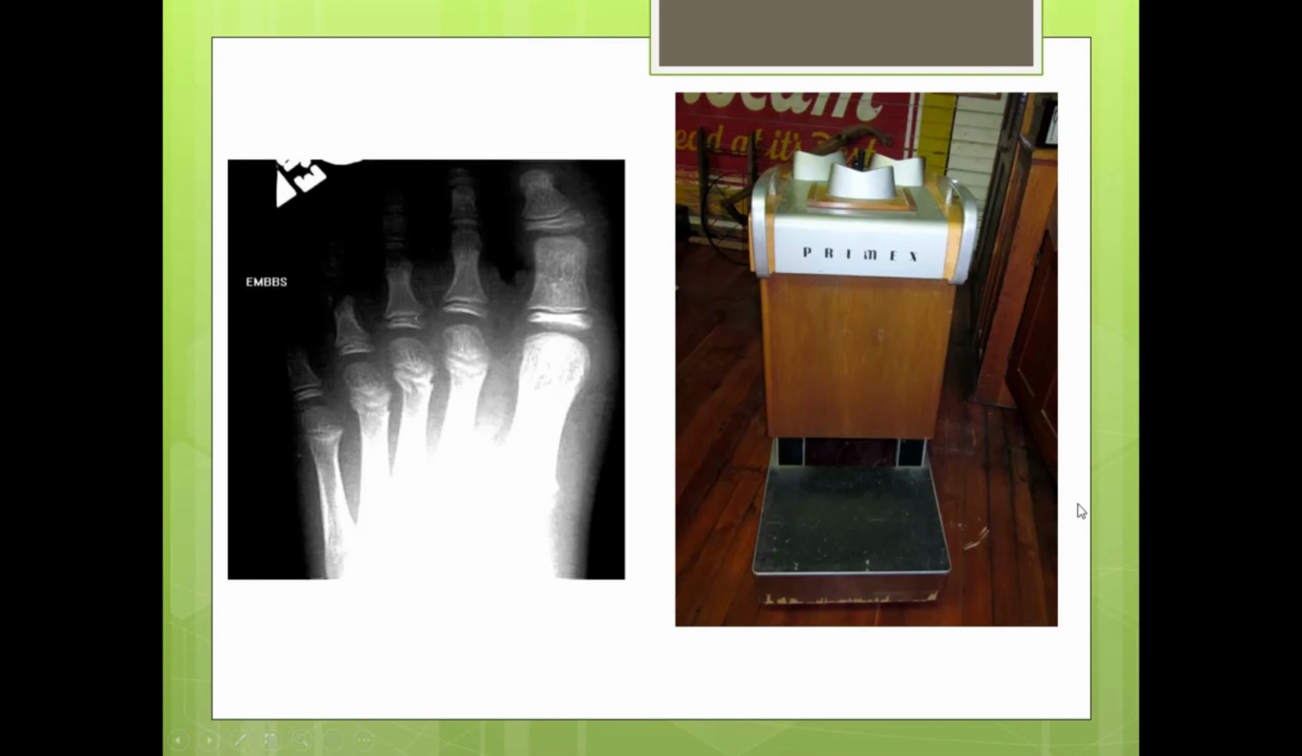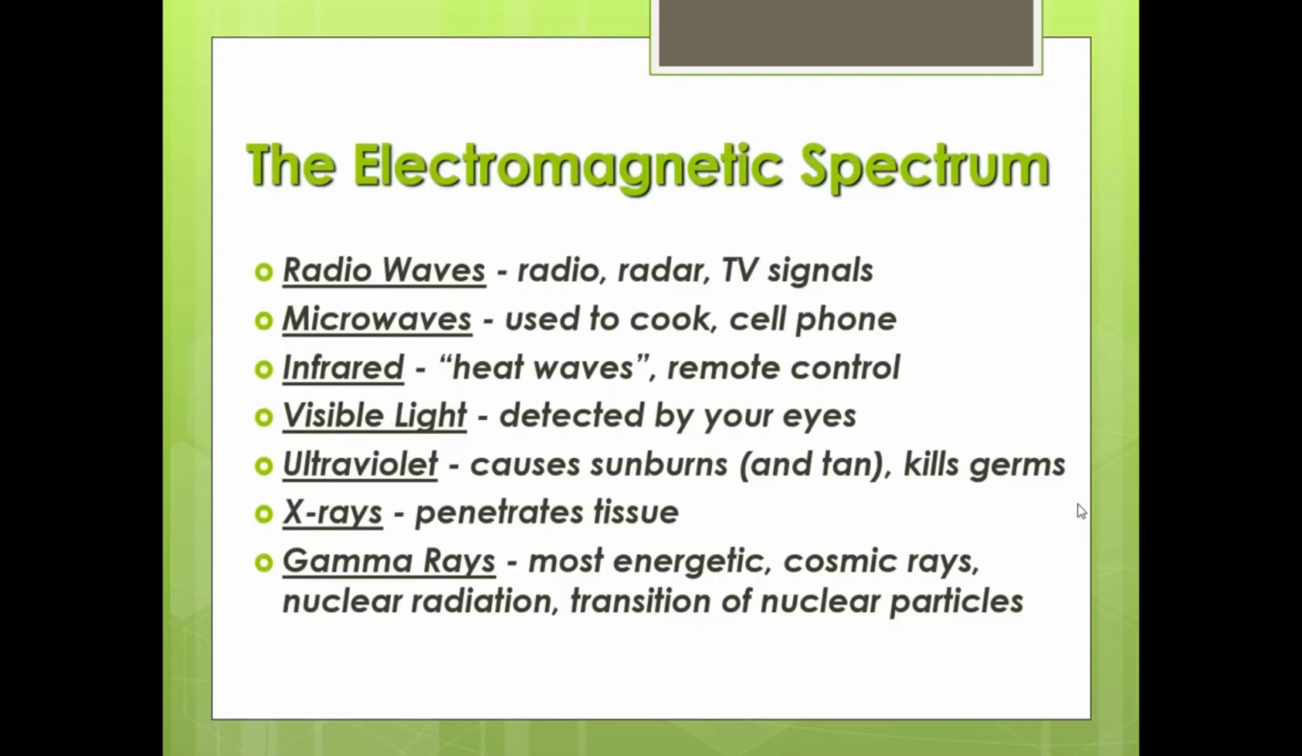Last part of the electromagnetic spectrum then are gamma rays. These are the most energetic. They're originally known as cosmic rays because they were discovered coming from outer space beyond the Earth. They're now known to come from nuclear radiation, from reactions and decays that take place there, and these result from the transition of nuclear particles, protons and neutrons, not the electrons that we talked about previously in terms of light production.